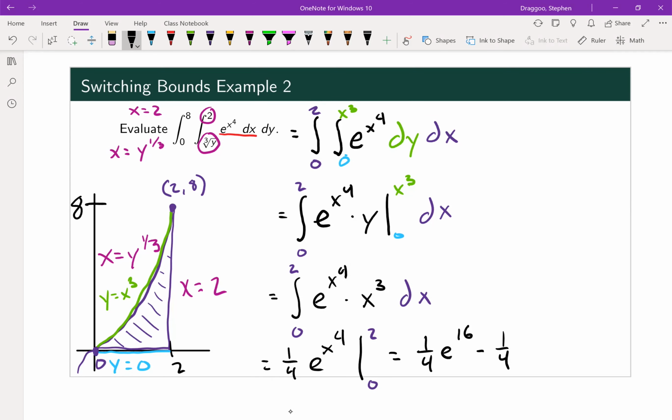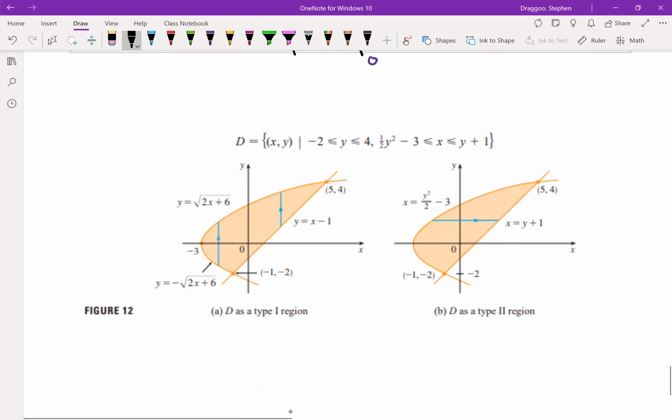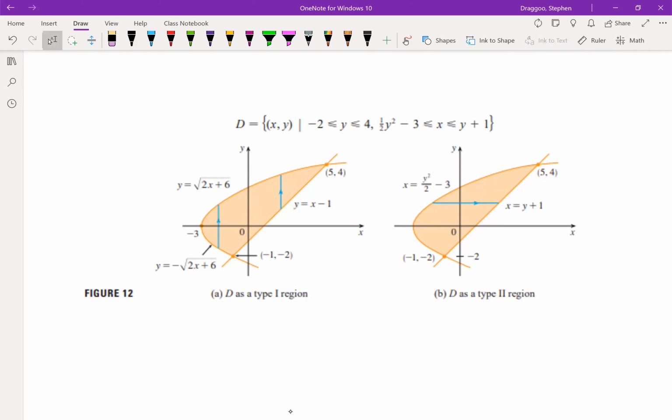So let's look at one last thing. We said earlier that some regions could be type 1 and type 2 at the same time. And here we have an example of that region. So D is a region that can be both type 1 and type 2. But given our choice of which way we wanted to integrate this, type 2 is definitely going to be easier this time. This is the way we want to go, if we can. Sometimes the particular integrand that we have is going to force us into integrating one way or the other, but if given the choice, we're going to want to choose type 2.